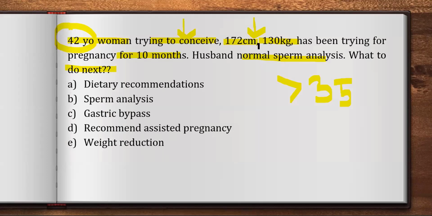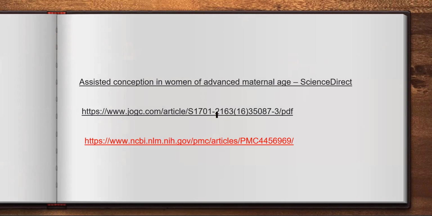Obviously, if this patient was not obese, you should recommend her assisted pregnancy, because by the time it's more than 41, she falls under the criteria of assisted pregnancy. But this one makes it a little bit tricky here. So if we look into some of the guidelines, we will see, always try to find your own answer.